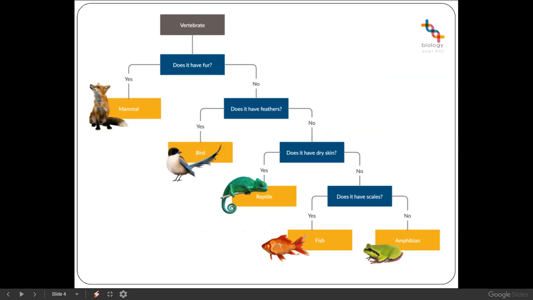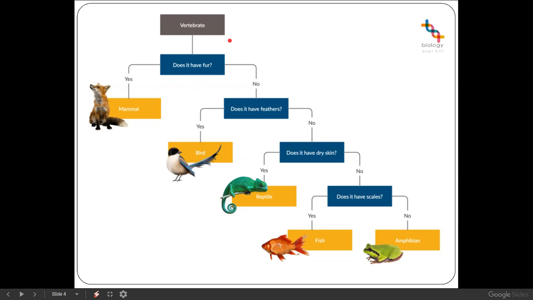So here's a very simple example of what we would call a branching key, and it's called a branching key because it's got lots of branches on it. So depending on the type of organism you had, you would have a wee look at all of the different questions, working your way down the list until you got to the correct answer. So if we had, for example, a fish and we're just trying to identify what type of vertebrate it is, we're not even interested in what type of fish it is at the moment.